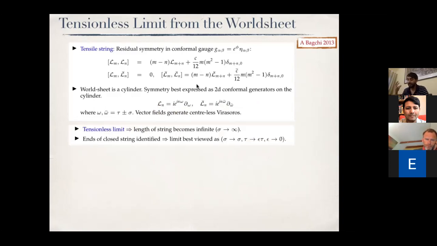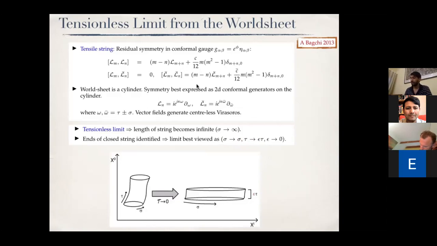When you are going to take this tensionless limit, what is happening is that the length of the string becomes infinite. Hand-wavingly, this is somehow σ going to infinity. We are interested in a closed string, so this is best viewed as σ goes to σ and τ goes to ετ, as ε goes to 0. If you wish, the string on the worldsheet is becoming long and floppy. It's a limit where you focus on some small ετ, and σ becomes large.